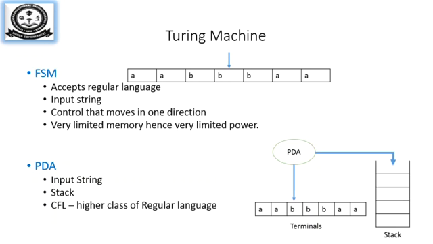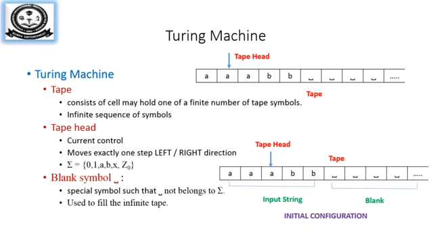Next we'll see what a Turing machine is. A Turing machine consists of two things. It consists of a tape. A tape is nothing but a sequence of cells. Each cell can hold at most one symbol from a finite set of symbols, and the tape holds an infinite sequence of symbols. The tape can have an infinite sequence of symbols.